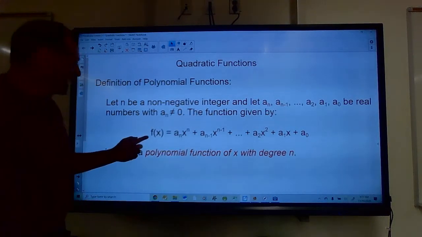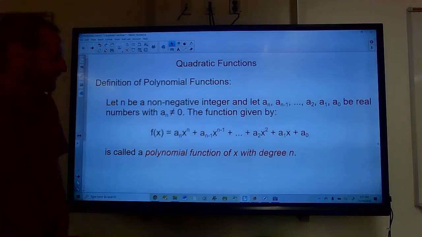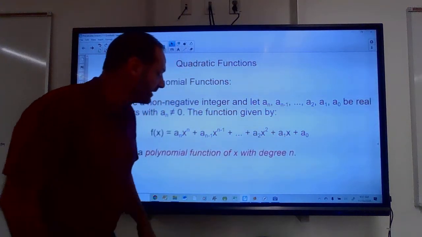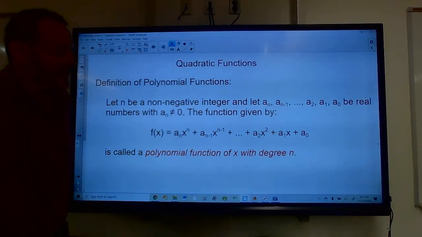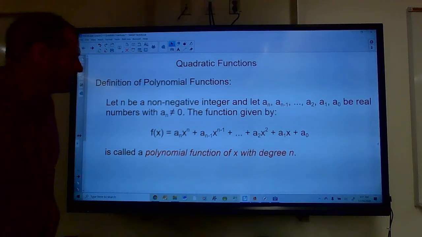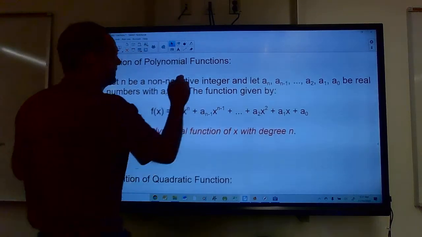Then the function given by f of x equals a sub n x to the n plus a sub n minus 1 x to the n minus 1 plus, and so on, is called a polynomial function of x with degree n. Okay, so that's kind of scary and really kind of hard to read. But if you think about it, all this really is something like this.